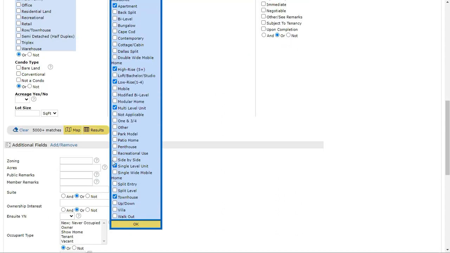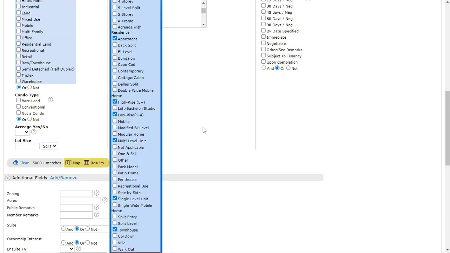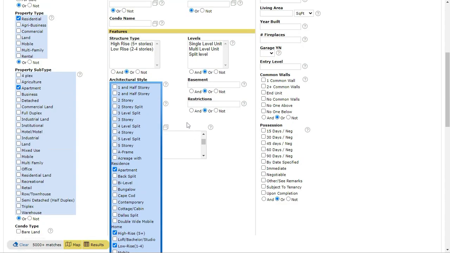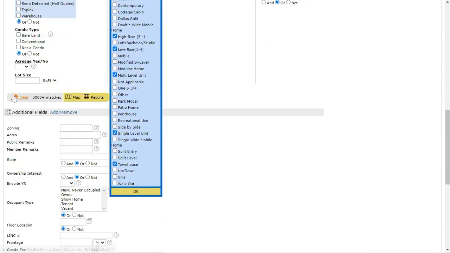Look at this. Townhouse. Again, townhouse is a property subtype. It definitely does not belong under architectural style. That's redundant overlap. It's just going to keep causing the same problems as all these other things. So get all these things out of architectural style.